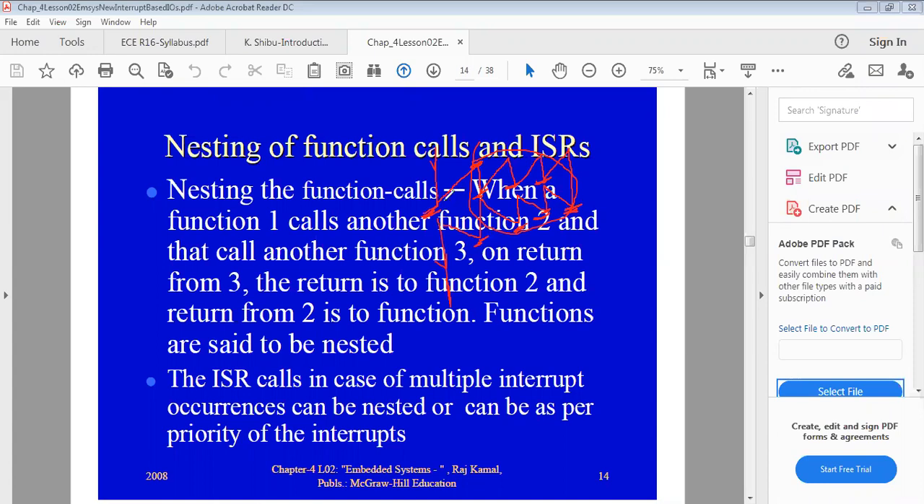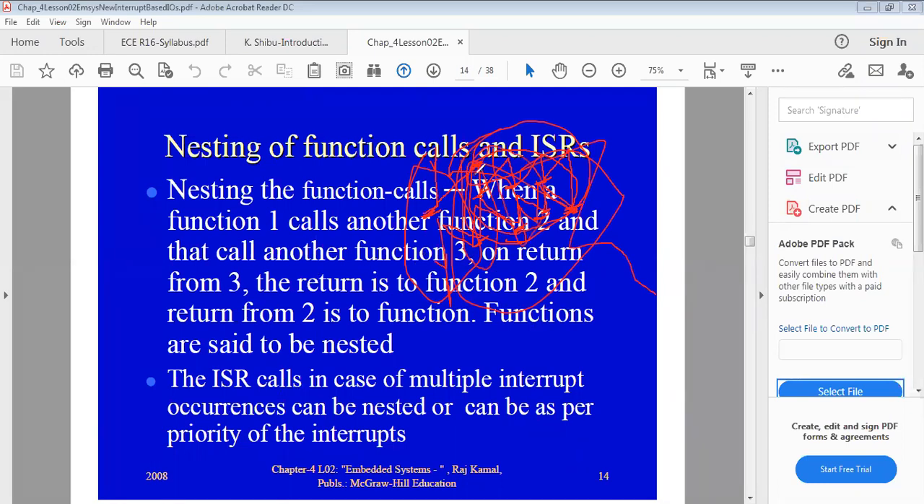Understand? This is called nesting. This is the main program execution. These are called nested calls and subroutines. With a similar concept for interrupts, these are called nested interrupts. While executing nested interrupts, there are no return functions or call functions involved. See here, this is called ISR.